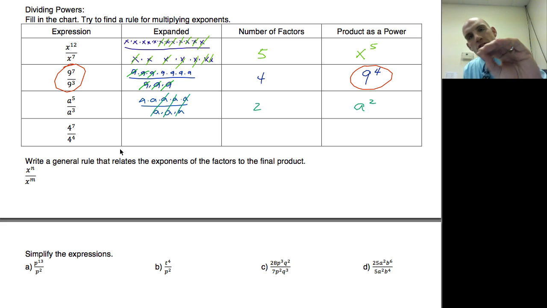What I want you to have as an end result is a rule that generalizes x to the n over x to the m, using these previous examples to help you out. I want you to try to write those 2 rules down and bring them to class tomorrow. Then we're going to go through some of these problems.